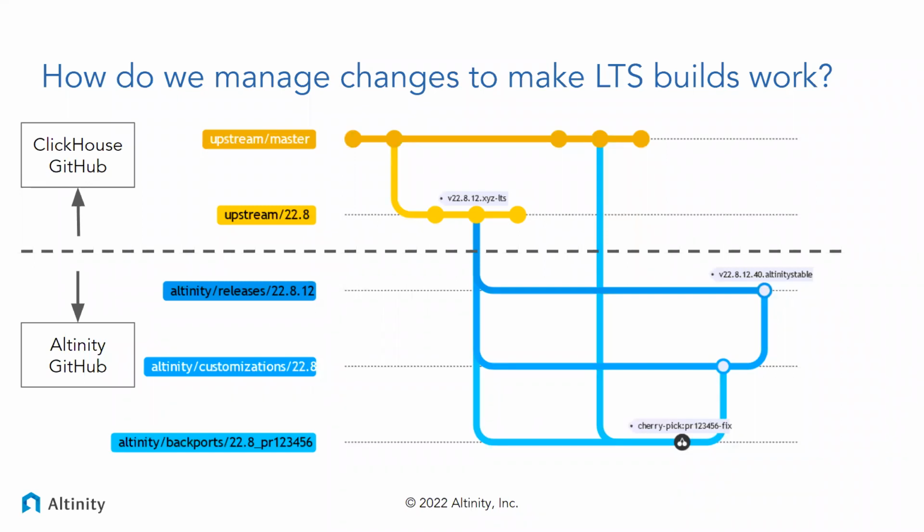So let's for example consider version 22.8.12. At this moment, we pull all the changes to our repository without changing anything. On top of the upstream 22.8, we create our own branch, releases 22.8.12, because the minor version is 12 here. We also create a customizations branch. In the customizations branch, we make little adaptations to allow builds to run on our infrastructure, and we will talk about this a bit later.